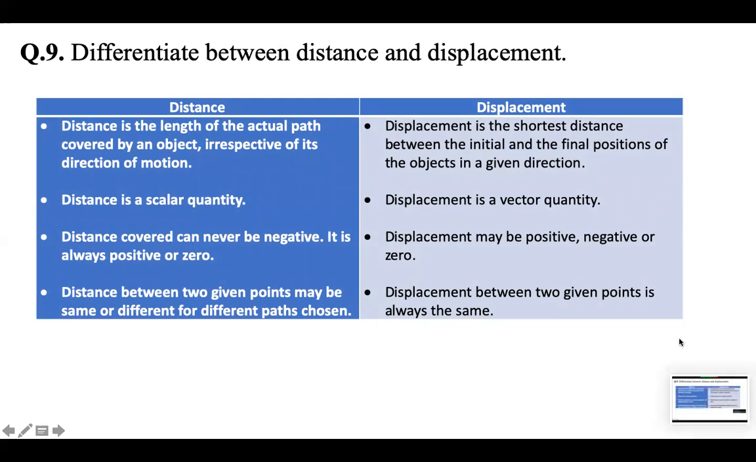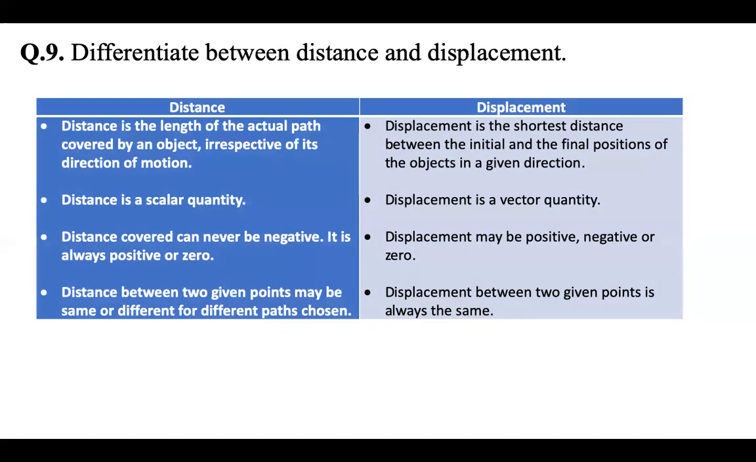Please write it down. So distance is the length of the actual path covered by an object irrespective of its direction of motion. Displacement is the shortest distance between the initial and final position of the object in a given direction. Distance is a scalar quantity. Displacement is a vector quantity. Distance covered cannot be negative.